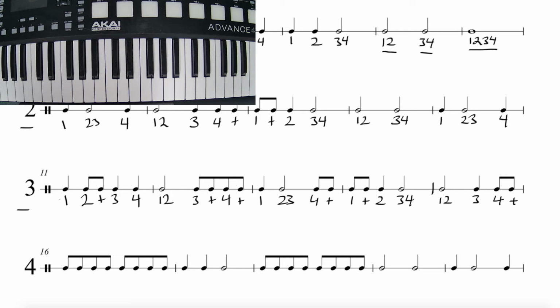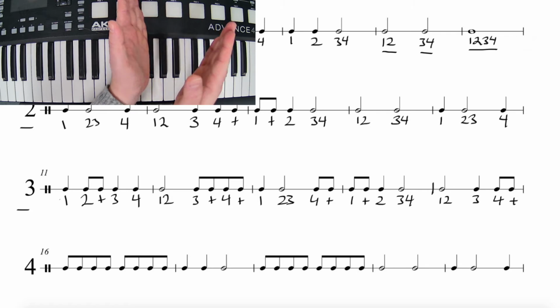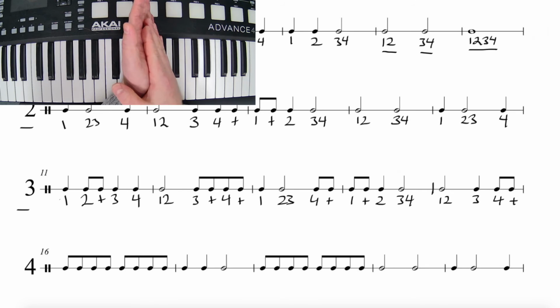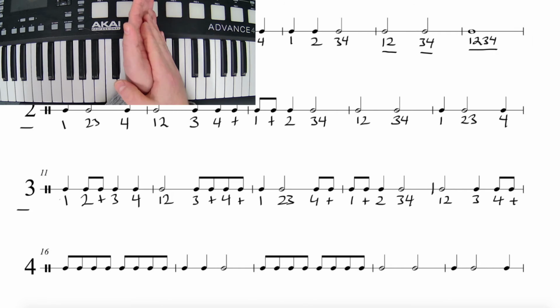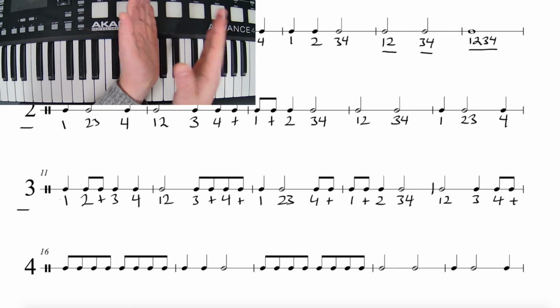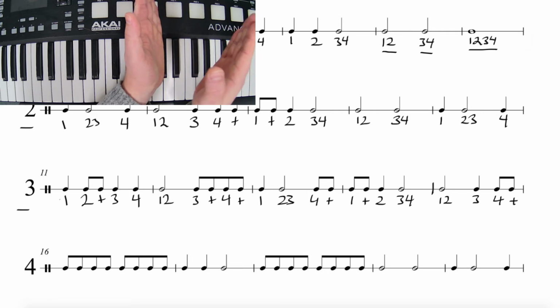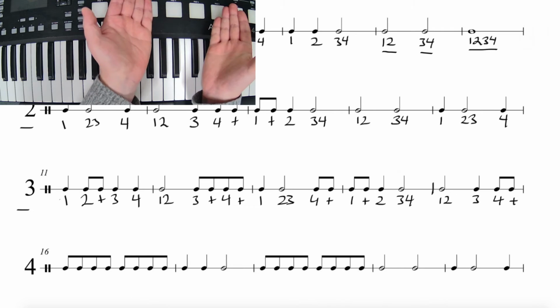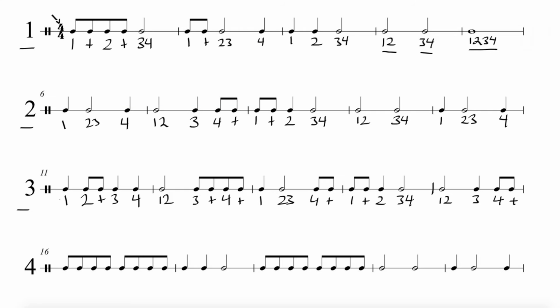Here we go. Number 3. 1, 2, 3, 4. 1, 2, and 3, 4. 1, 2, 3, and 4. And 1, 2, 3, 4. And 1 and 2, 3, 4. 1, 2, 3, 4, and finito. I'm trying not to say done now after I mention that.